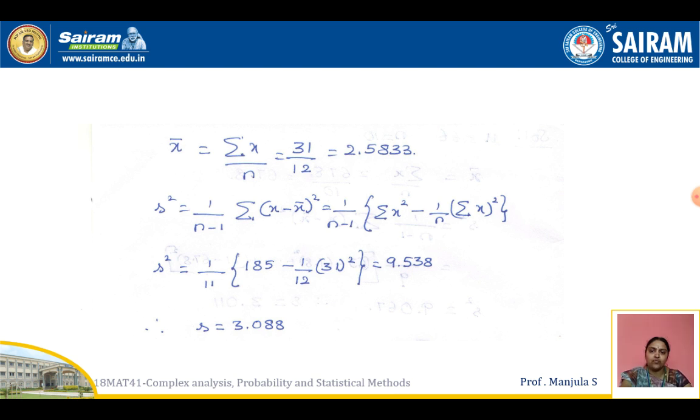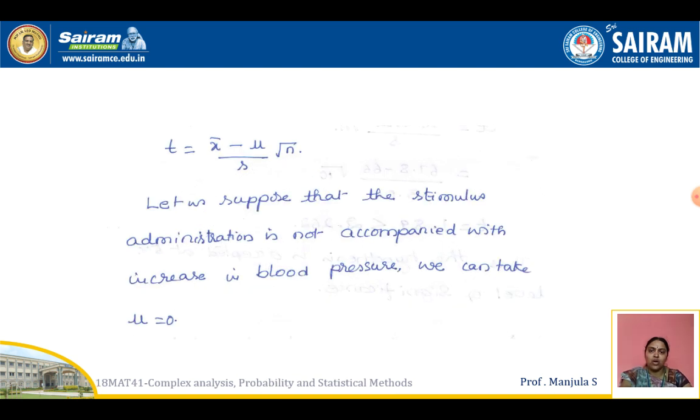So we are getting S value as 3.088. Now that value you just substitute in the T formula. The student T distribution formula will be x bar minus mu by S, that into square root of n.